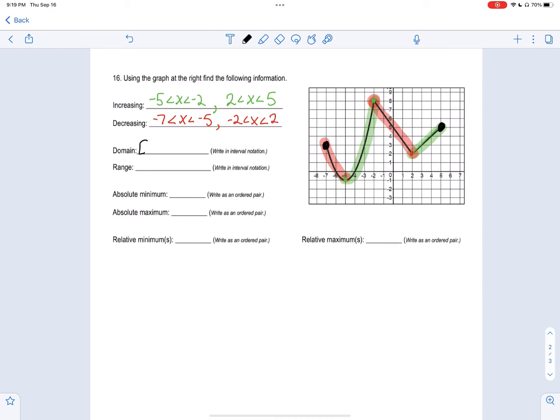So I'm going to use a bracket because -7 is included in the domain. And I'm going to use +5 and a bracket around that because it is also included in our domain while we discuss that in interval notation.